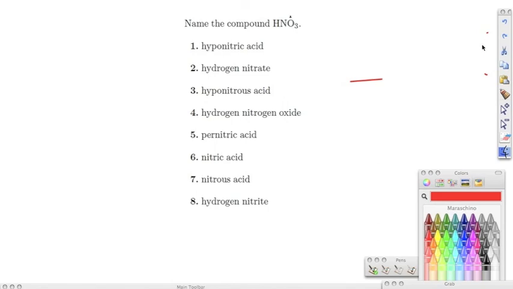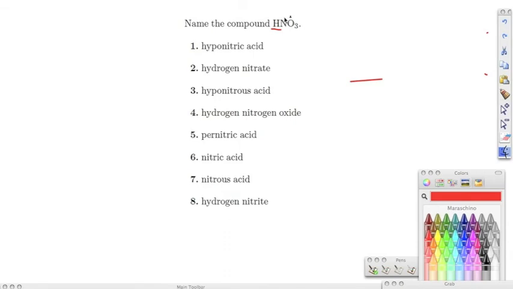We see that it says name the compound HNO3. So we have to figure out: is it an acid, an ionic compound, or a covalent compound? It begins with an H, so we know that it's an acid. When we name an acid, we have to decide, is it binary or is it a ternary acid? If it's hydrogen and one other thing, it's binary.